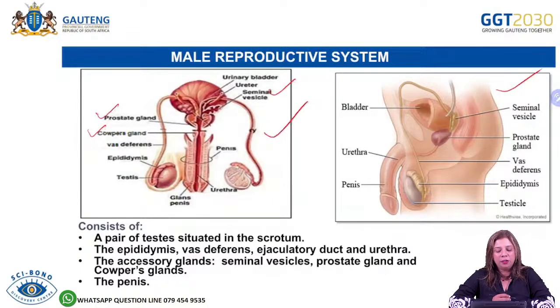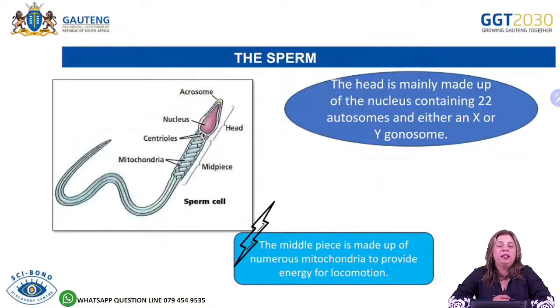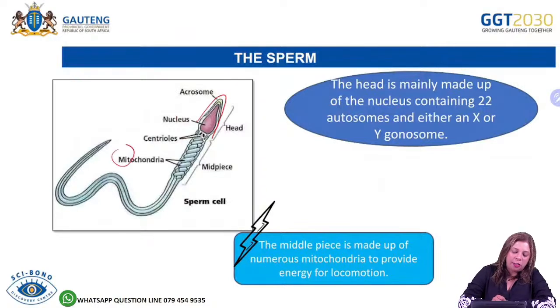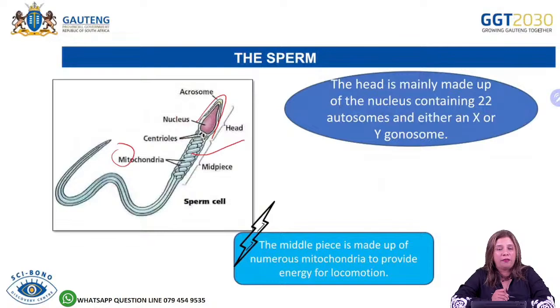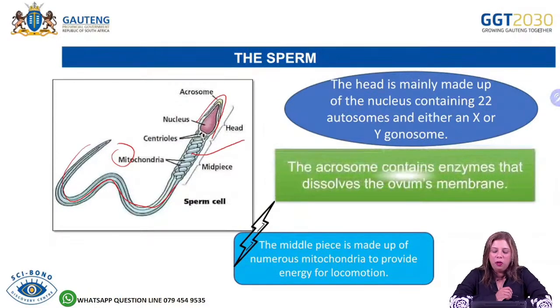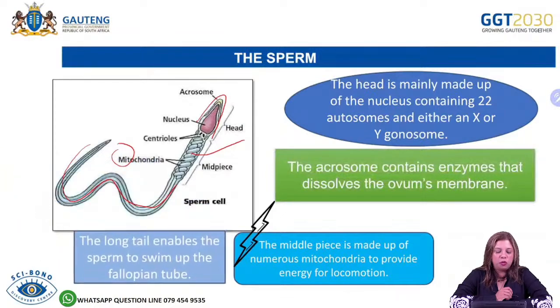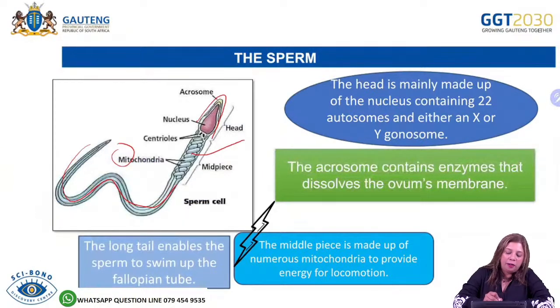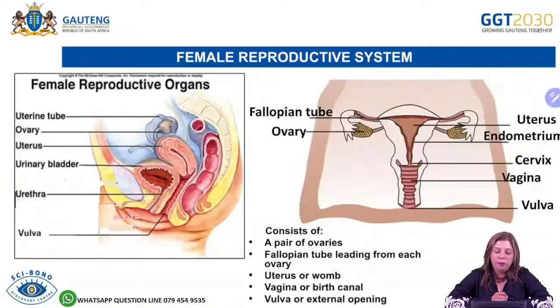Okay? And connected to the male reproductive system, a popular exam question is the sperm cell. A reminder again, the shape of the sperm cell is torpedo. It's not oval, it's not round, it's torpedo shape. It's got the mitochondria, which provide energy for locomotion. It has got the long tail, and the long tail enables it to swim up the fallopian tube. The acrosome has digestive enzymes which help to dissolve the ovum's membrane.